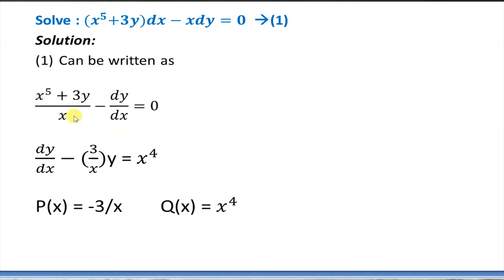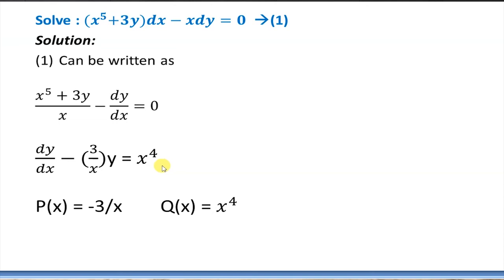We get dy by dx. Here we get minus sign. So minus x to the power 5 by x, that is minus x to the power 4, minus 3y by x. So write it in the standard form. Dy by dx plus, we need p of x into y, this function of x into y. So this is the term 3 by x into y. Take the other term, that is a function of x, to the other side. We get dy by dx minus 3 by x into y is equal to x to the power 4. This is in the standard form.